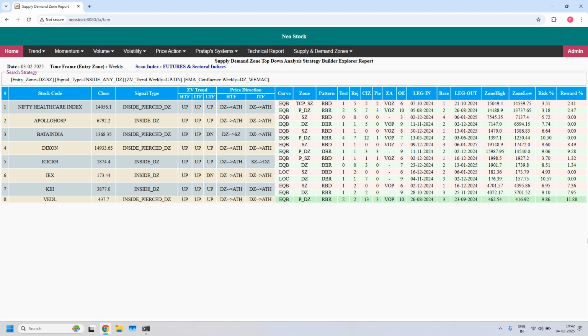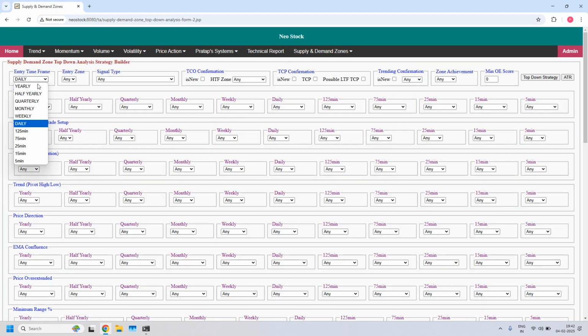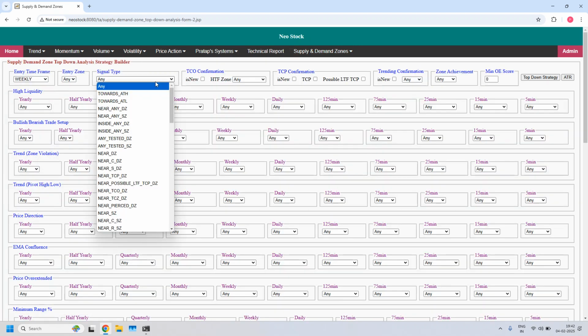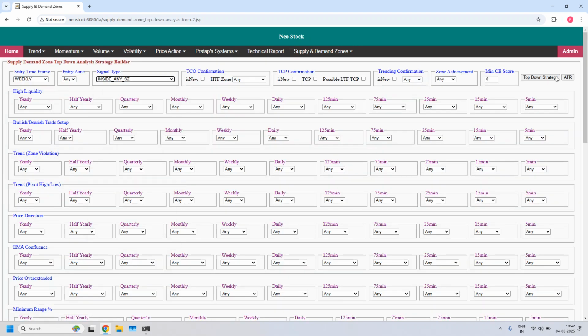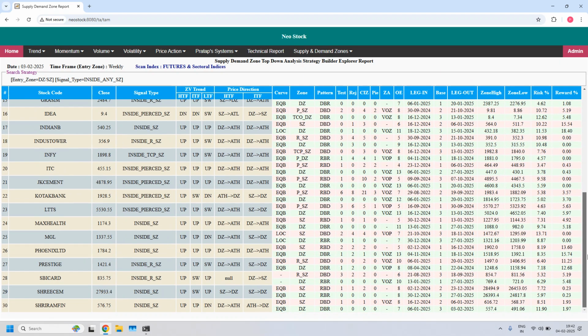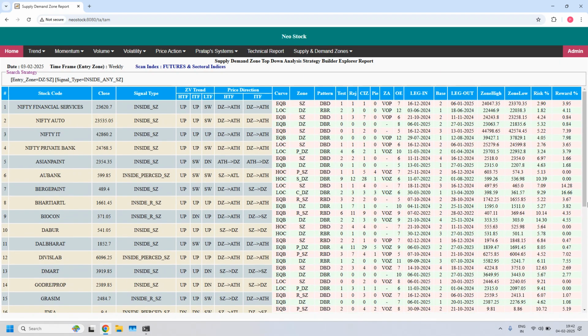These 8 weekly demand zones are having weekly EMA Confluence. Some of these demand zones are pierced demand zones. You can use a pierced zone strategy that you learned in lesson 28. Okay, next report for weekly time frame. Price closed inside the weekly supply zone. We got 30 stocks. So first 15 stocks in the list.